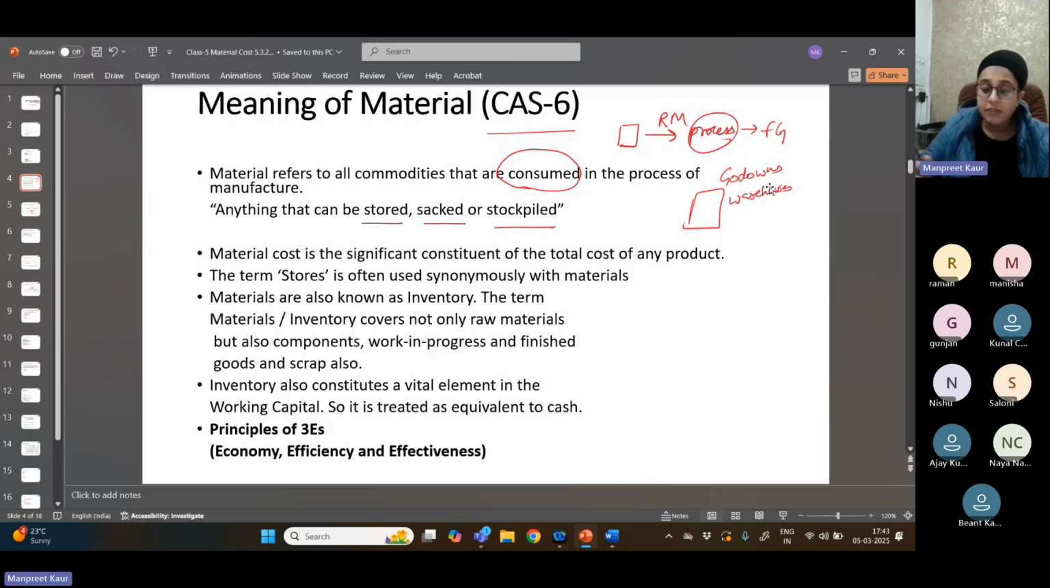It has a significant constituent, as I have earlier told you. Approximately 70% of the total cost is our material cost. That is the approximate figure.